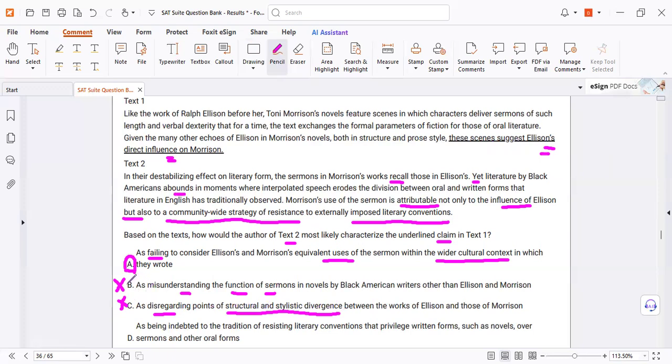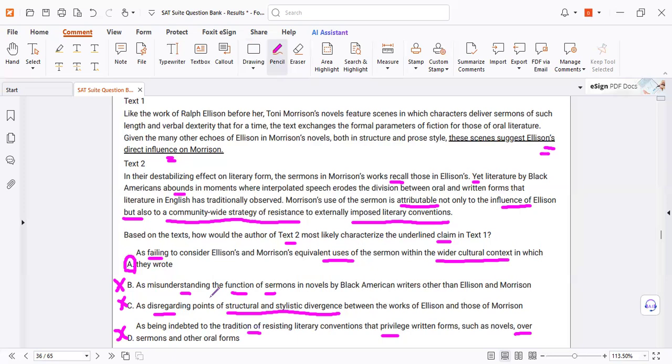So we make B and C out of content of 2. Your answer is in 2. As being indebted to the tradition of resisting literary conventions that privilege written forms. See, privilege written forms, such as over comparison; privilege means to prefer something to something. But the second one does not mention that the tradition of resisting prefers written forms, not sermons and other oral forms. There is no comparison about that. But we're talking about the influence. You feel it? So this means letter D is wrong.